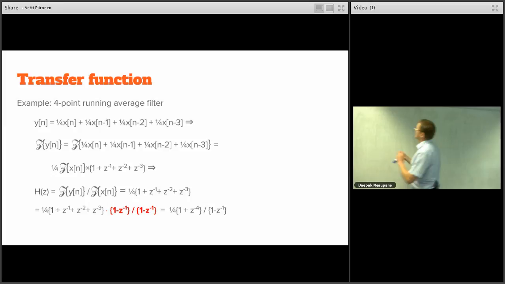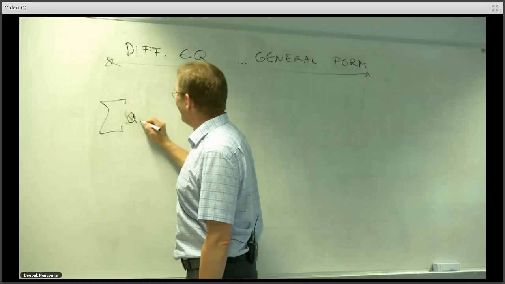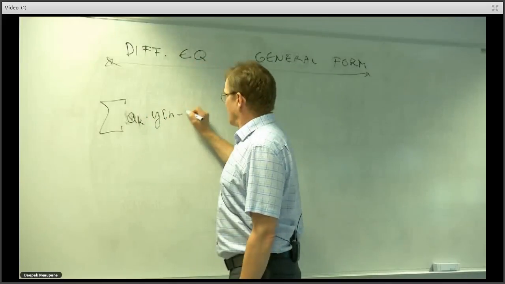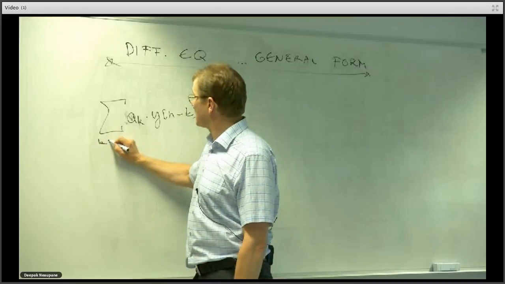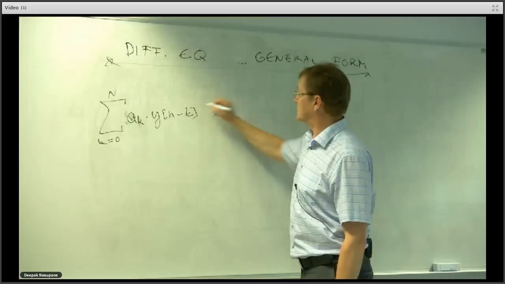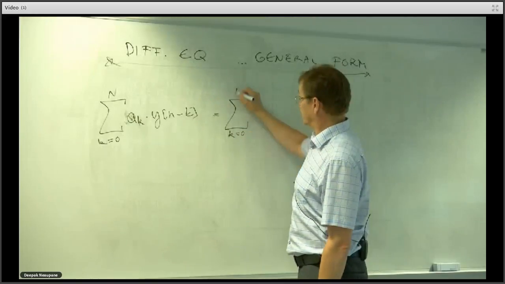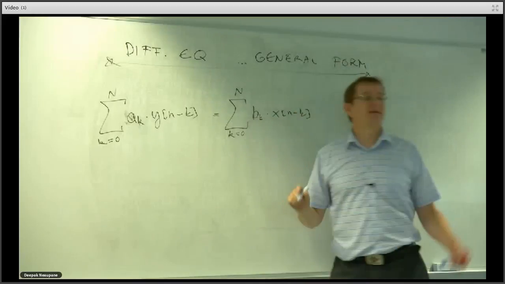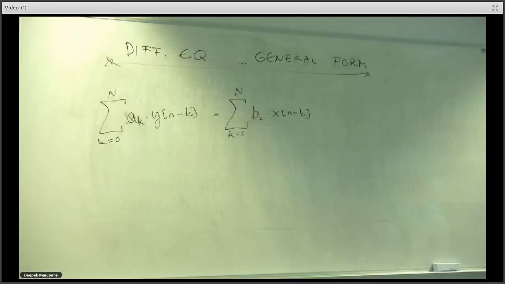All right. Difference equation. Say the generic or general form of a difference equation is you have a sum of a_k times, let me use k here, y[n minus k], starting from 0 to some number N, equals the sum of k from 0 to N, again, b_k x[n minus k]. Okay, that's a general form of a difference equation of a linear time invariant system.